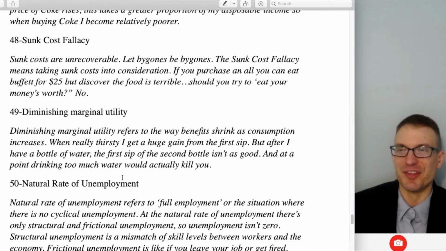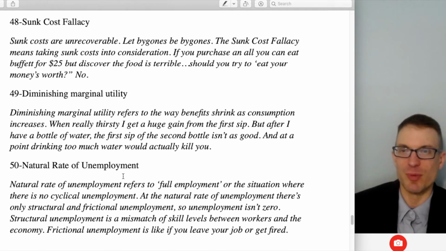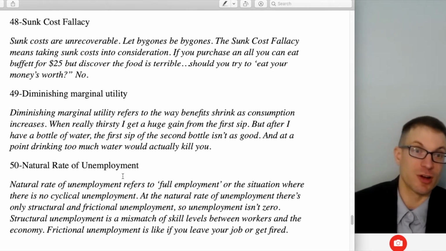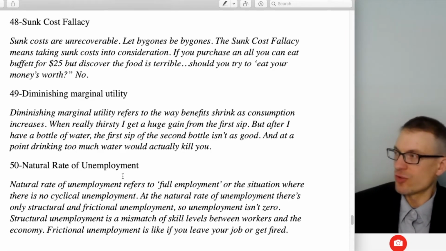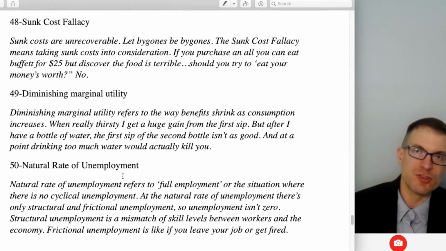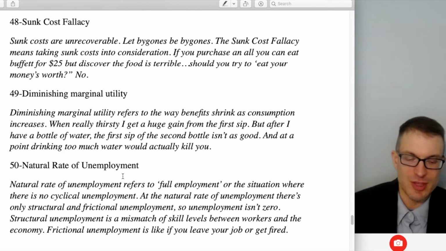Sunk cost fallacy. So sunk costs are unrecoverable costs. You should let bygones be bygones, right? Sunk cost fallacy ultimately amounts to taking sunk cost into consideration. So this would be when I was in grad school at the University of Arizona, I went to watch University of North Carolina, UNC, who had Tyler Hansborough, playing against the Wildcats. We had Chase Budinger, and then there's kind of the key stars on the team at that time.